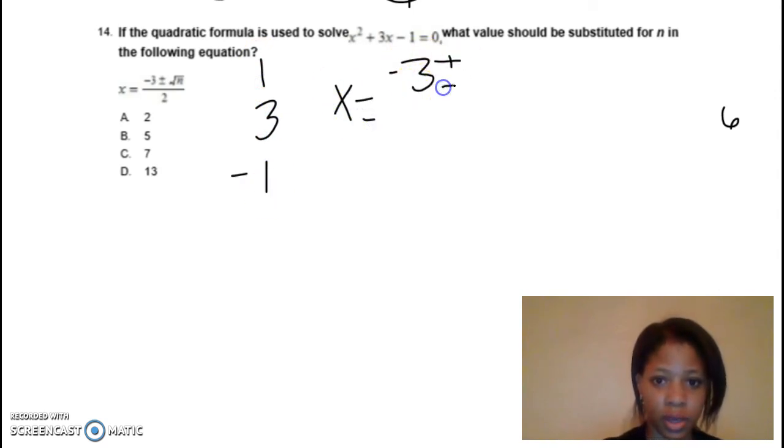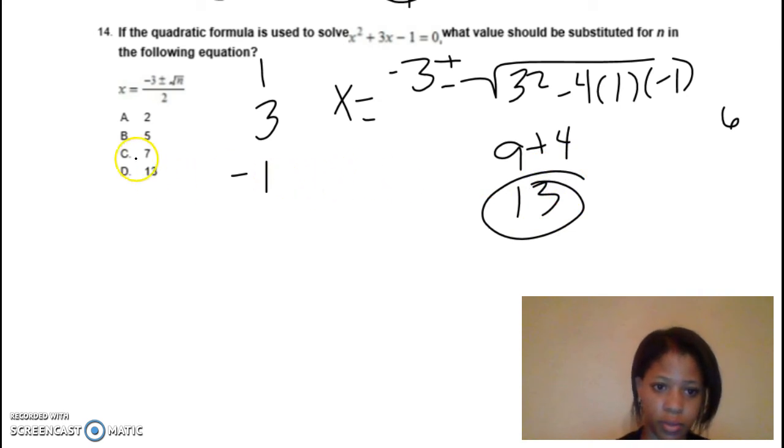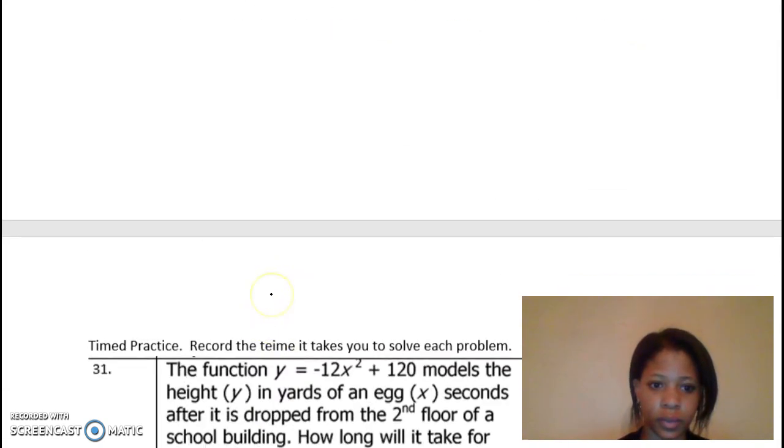Negative B plus or minus square root of B squared, so 3 squared, minus 4 times A times C. I'm just trying to figure out just what this is, so I'm not even going to write the rest. So 3 squared is 9, minus, well, I'll wait for that. So negative 4 times 1 times negative 1 is just going to be positive 4, and 9 plus 4 is 13. That's all I'm looking for. So my answer would be D. So you just pay attention to what you're actually doing so that you're not doing too much work, right? And that was the last one.